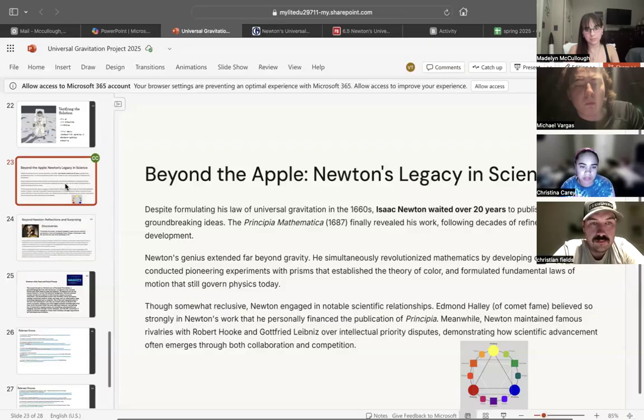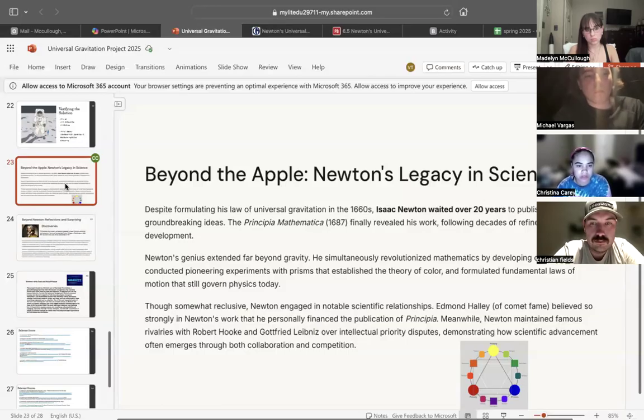Despite formulating his law of universal gravitation in the 1660s, Isaac Newton waited over 20 years to publish these groundbreaking ideas. The Principia Mathematica in 1687 finally revealed his work following decades of refinement and development.